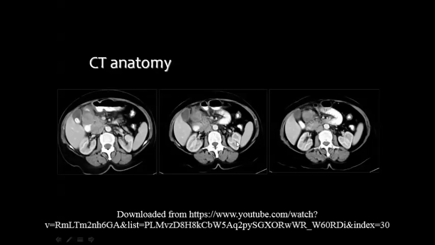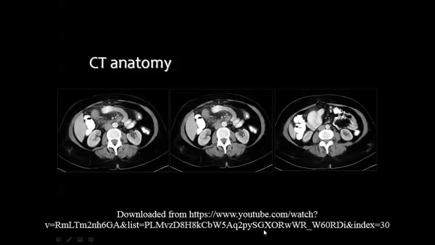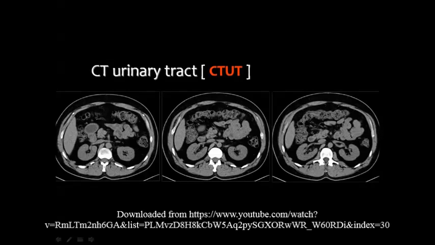We can see if there are hydronephrotic changes or not. We can also detect renal masses, as I will show to you. And these are the images through the kidneys, and this is the lower renal pole on both sides.